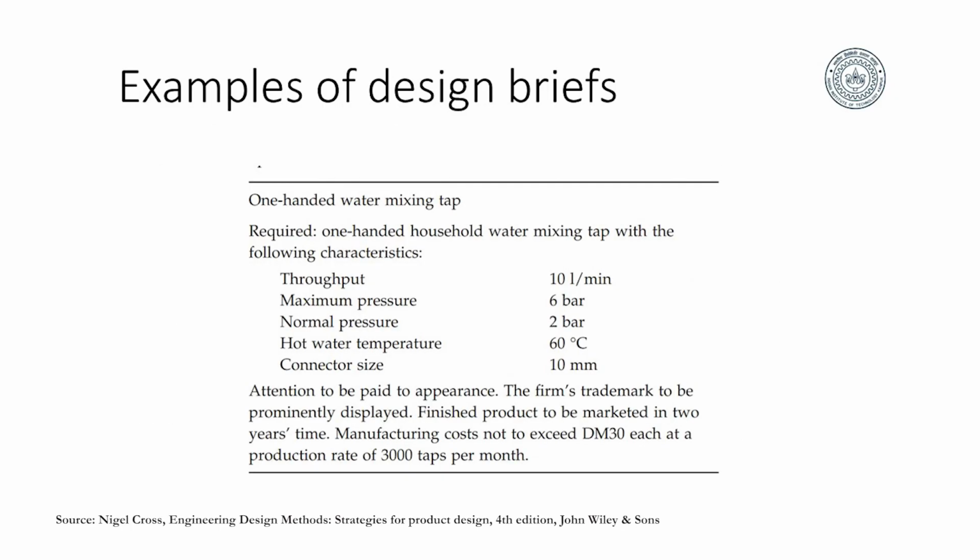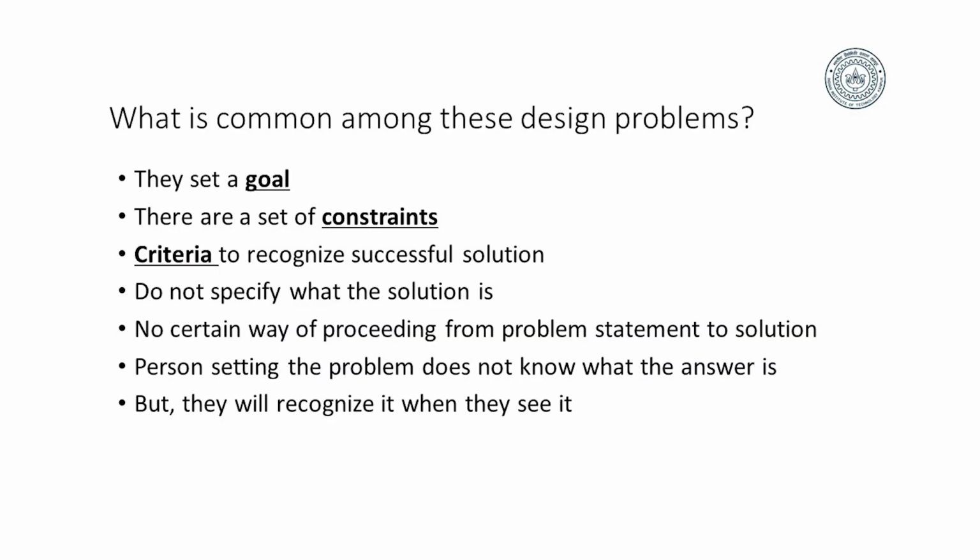Then we looked at something more technical, which was more specific. So, a client looking for a one-handed water mixing tap, and this had some specifications to it, such as throughput, maximum pressure, and so on and so forth. So, 3 different types of design briefs, and we understood what was common among these design problems. So, the first thing was that they set a goal. So, there was a goal, there was an ultimate end objective, there were some constraints. So, you didn't have infinite design freedom, there were some constraints you had to work to. Okay. And there were some criteria to recognize the successful solution.